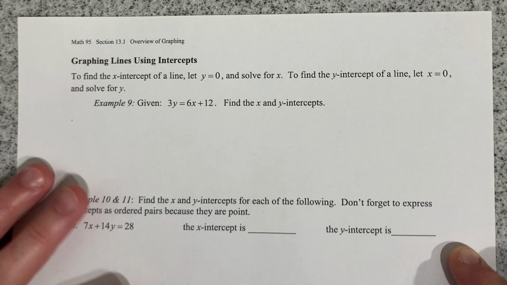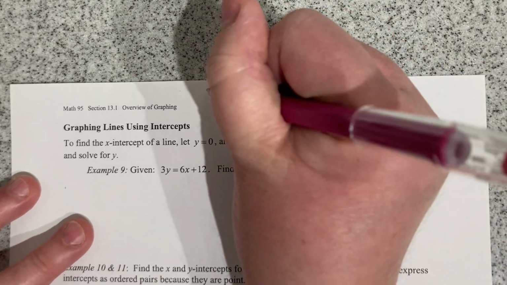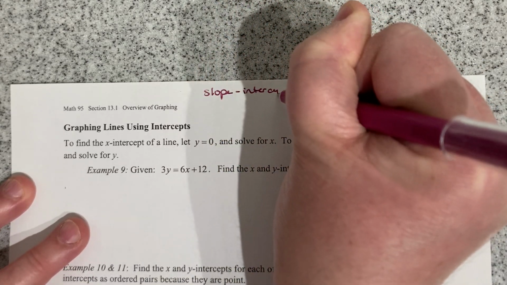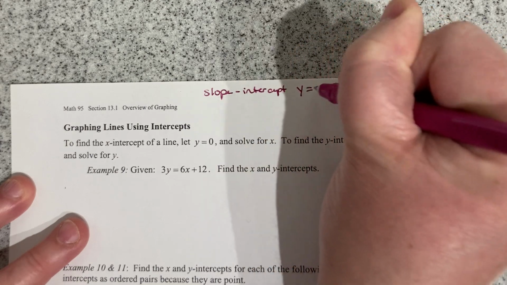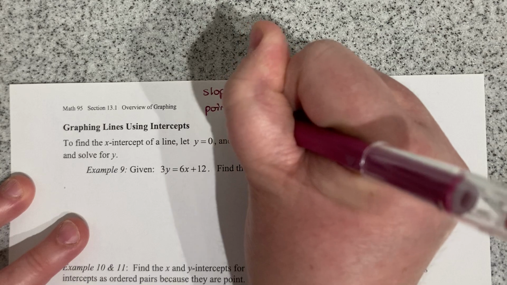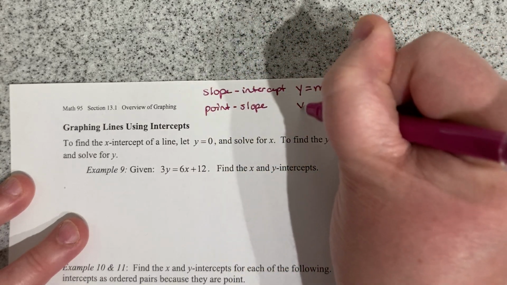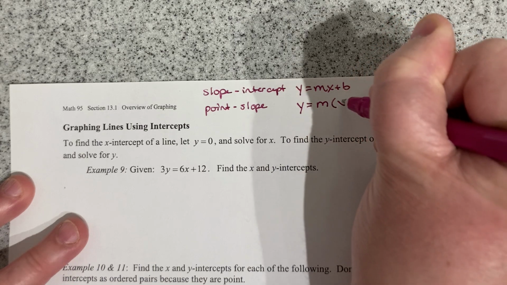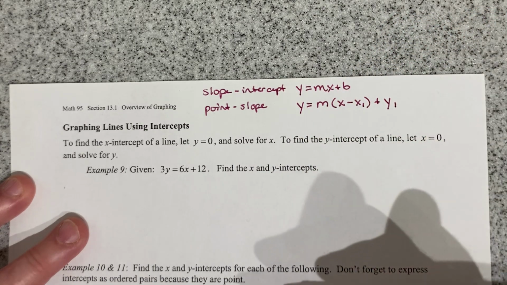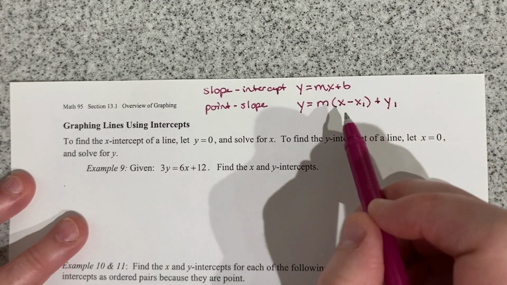There is a third form of a line. So let's recap. So we've talked about slope-intercept form of a line, which is y equals mx plus b. We just did point-slope form of a line, which is y equals m times x minus x1 plus y1, where we don't have the y-intercept. Instead, we have just another point.